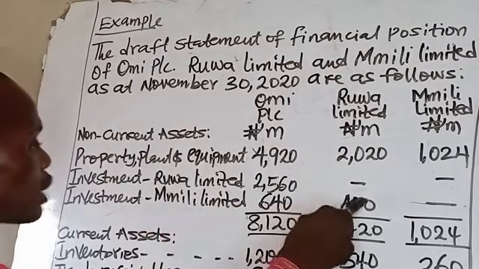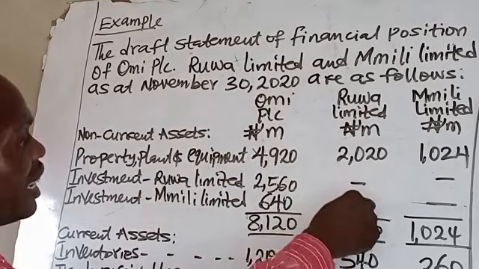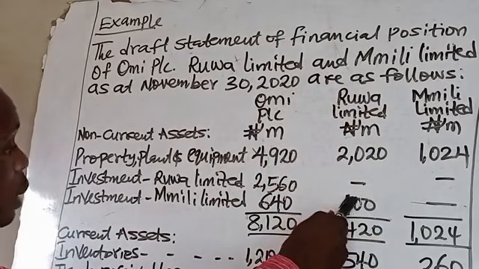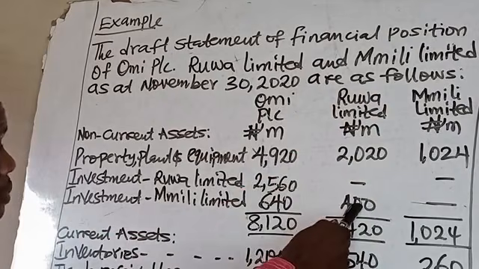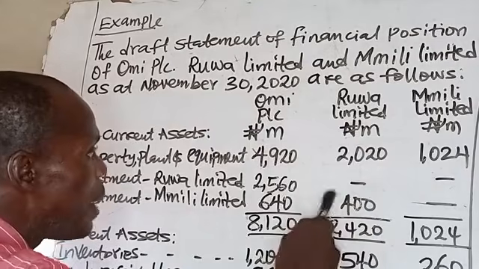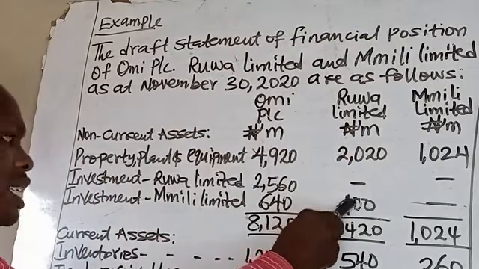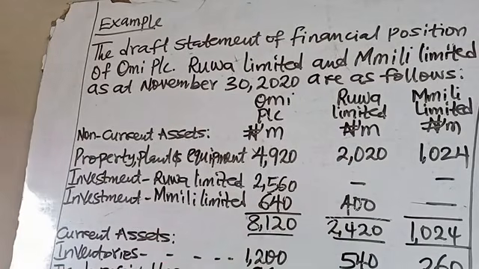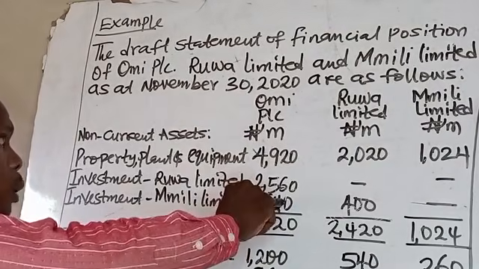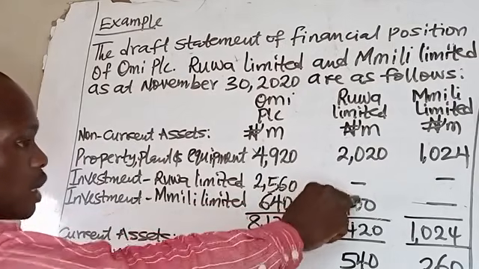Why this 400 million, you have it in the column of Ruwa, is the amount paid by the shareholders of Ruwa Limited in acquiring their 25% stake in Mili. So it is this 400 million paid by Ruwa that we are going to apportion. Remember, Omi PLC has direct. This 640 million is the direct cost of Omi. To get the indirect, you calculate 80% of this 400 million.